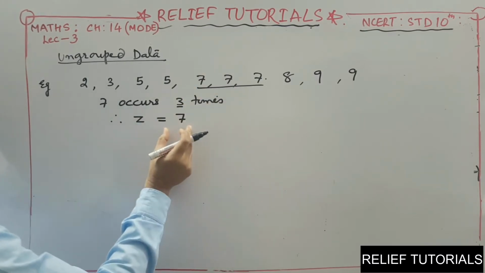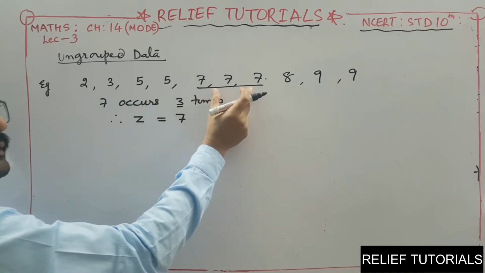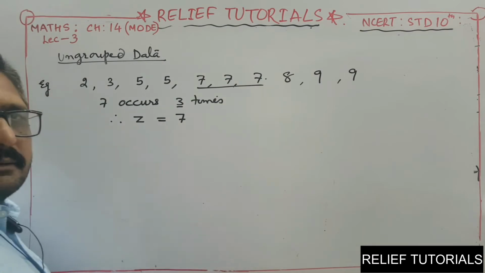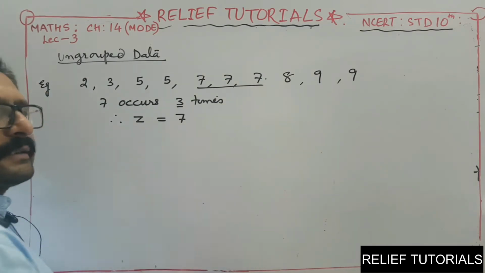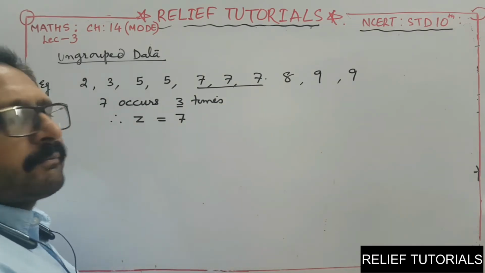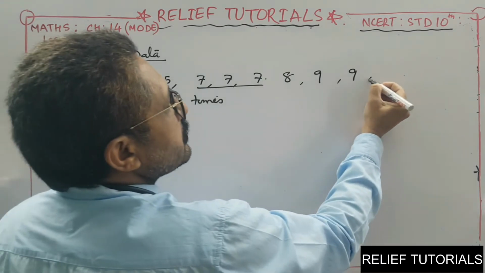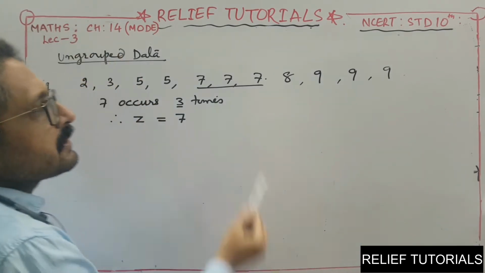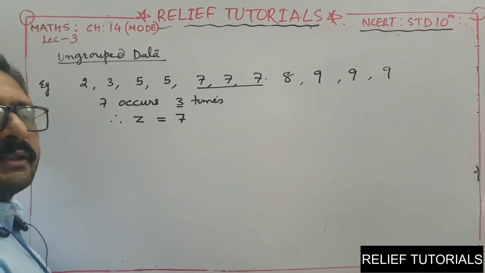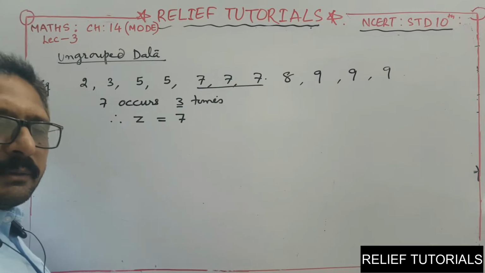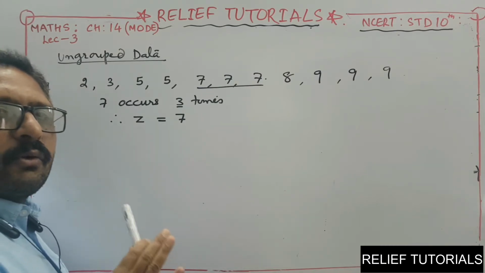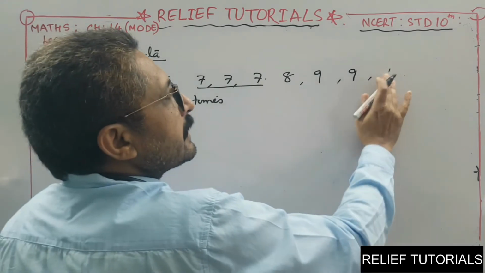Value of observation you have to write. So this observation, particularly 7, occurs 3 times. So here mode is 7, and it is denoted by Z. Sometimes what happens, if I increase one more value, suppose say here 9, then 9 also appears 3 times, and 7 also appears 3 times. So it is called bimodal data or multimodal data. But here in 10th standard we are going to discuss only unimodal data, that is one mode.